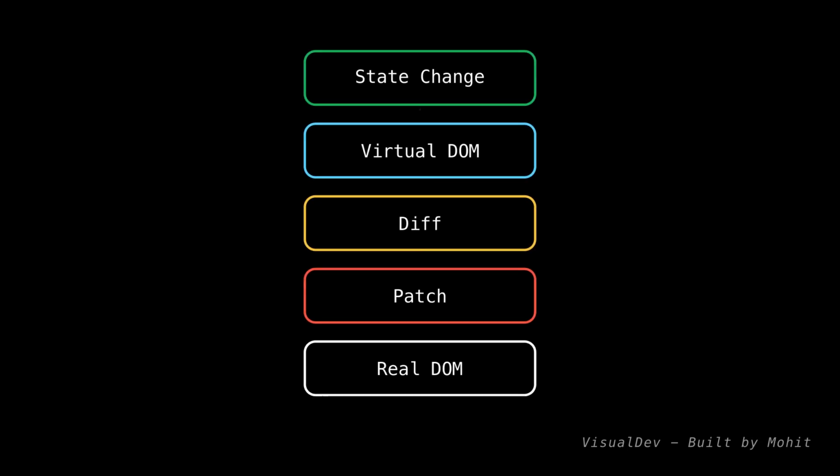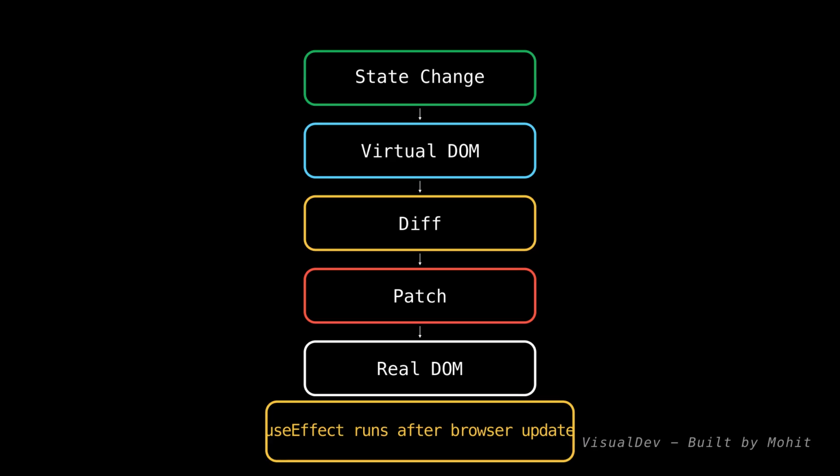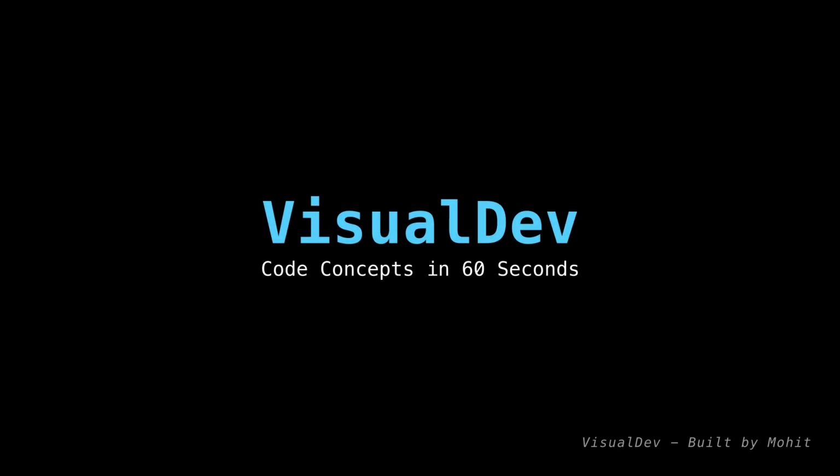A simple mental model is this. A state change triggers React. React updates its virtual tree, compares the difference, patches the page, and then your effect runs. So think of useEffect as React saying, run this code after the page is updated.